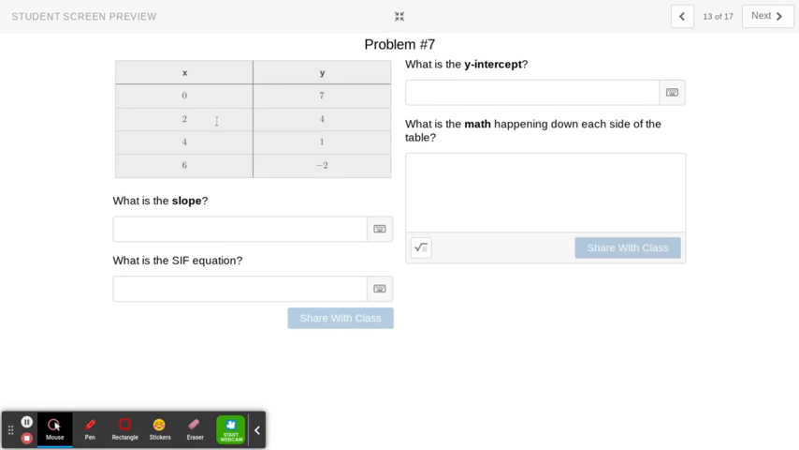We have x: 0, 2, 4, 6, and y: 7, 4, 1, -2. So what's the y-intercept? What is the number partnered with x at 0? Well, in that case, it's this 7 here. So I'm going to type in 7. What's the math we're doing down our table? Well, for our y's, to get from 7 to 4, 4 to 1, 1 to -2, we are subtracting 3. For our x's, we go from 0 to 2 to 4 to 6, so we are adding by 2.